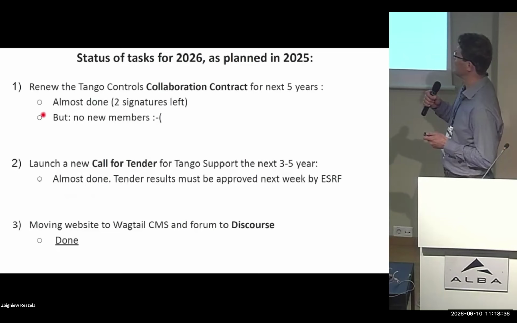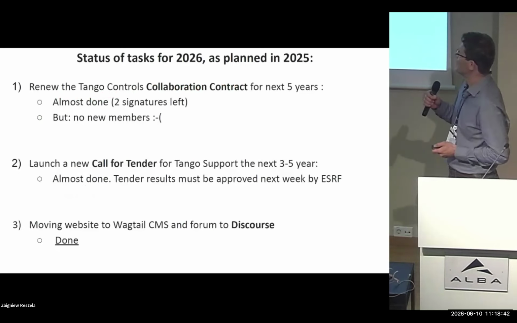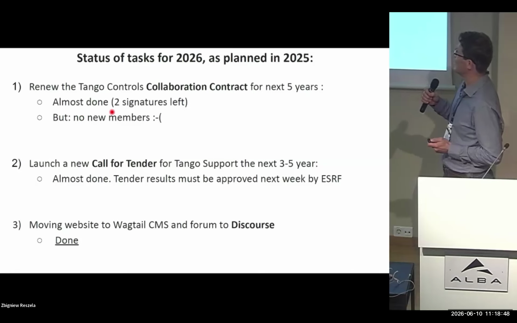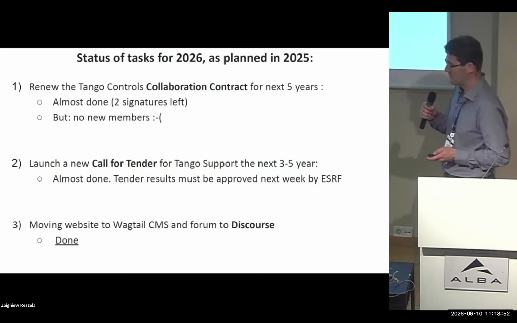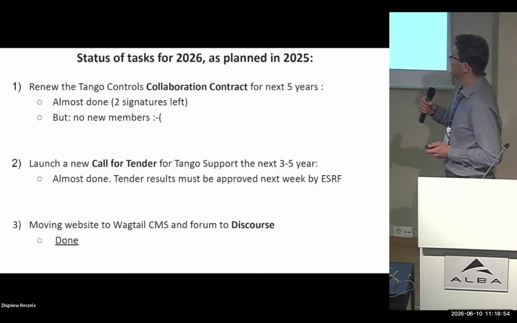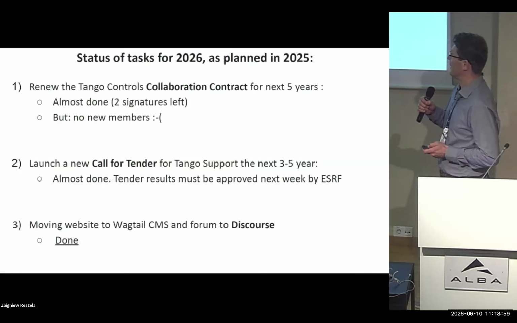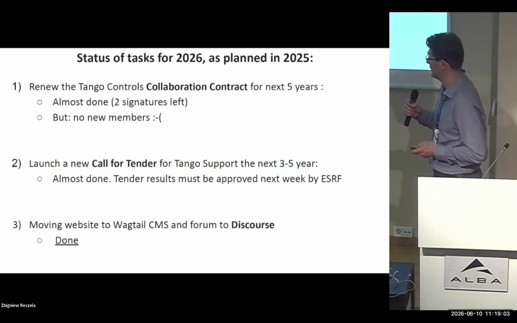Last year I reported we had several tasks for this year. First, and the biggest one, is that we have to renew the collaboration contract. It will be actually the second renewal we are doing for the next 5 years. And the status as of today is that it is almost done. 2 institutions still have to sign, and then it will be valid. The bad news here is that we haven't found any new members yet. So it's still 10 institutions.